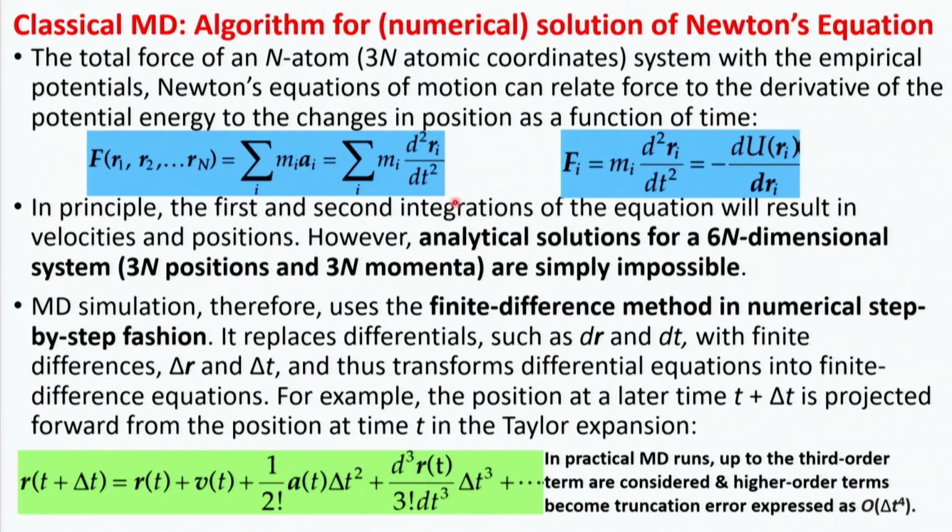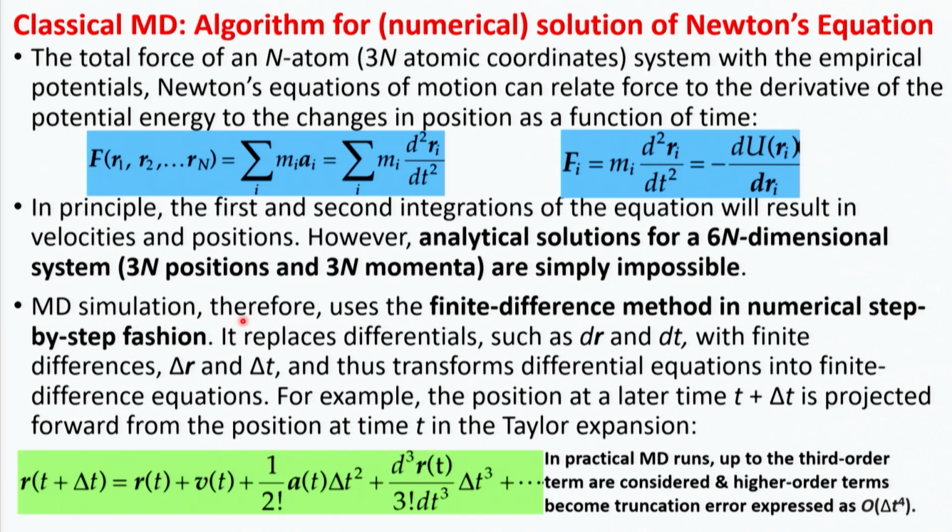In principle, the first and second integration of the equation will result in the velocities and the position. That means dr/dt will give you the velocity. However, analytical solution: what we are getting here is the acceleration A, which is nothing but d2r/dt squared. If you first integrate it, you get the velocity. After the second integration, we get the position. So, the analytical solution for a 6N-dimensional system, 3N positions and 3N momenta, is simply impossible. You cannot do it.